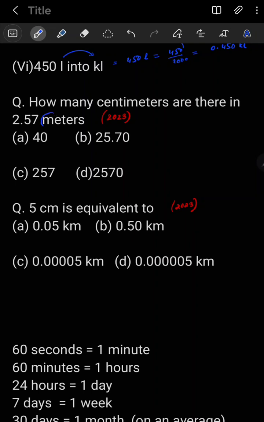So it means you have to convert meters into centimeters. Meters is a big unit, so a big unit you have to convert into a smaller unit. If you are converting big into small, then you have to multiply.